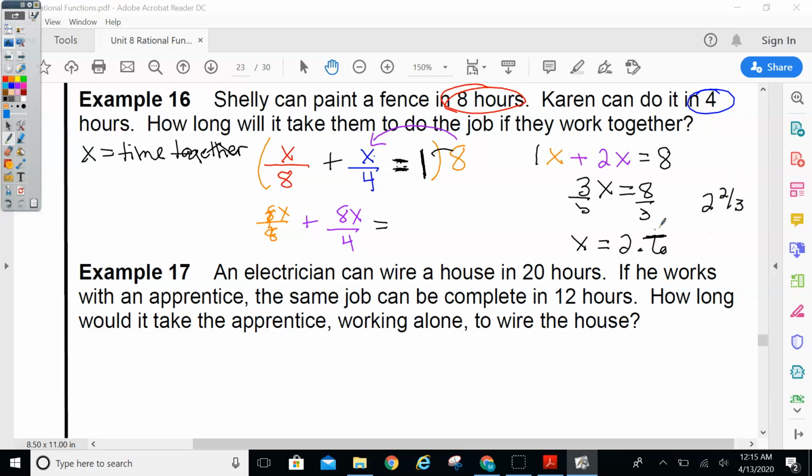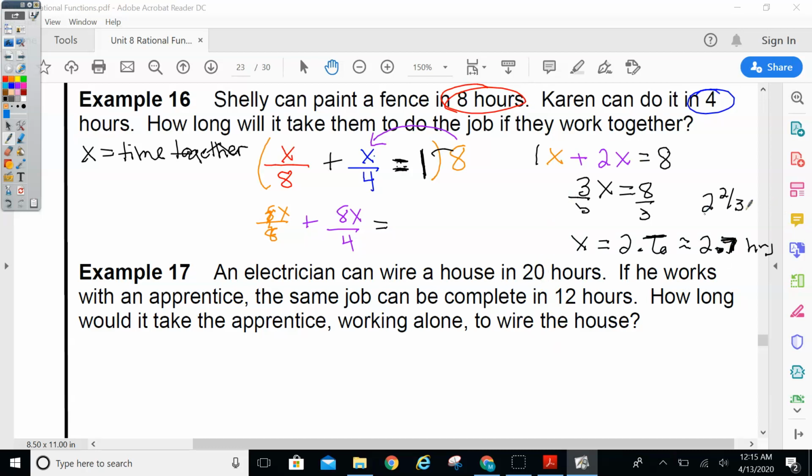But in the module, in the homework, it wants you to round to one decimal place. So you can say it's about 2.7. And what are my units here? Their time is in hours. So 2.7 hours. Okay.